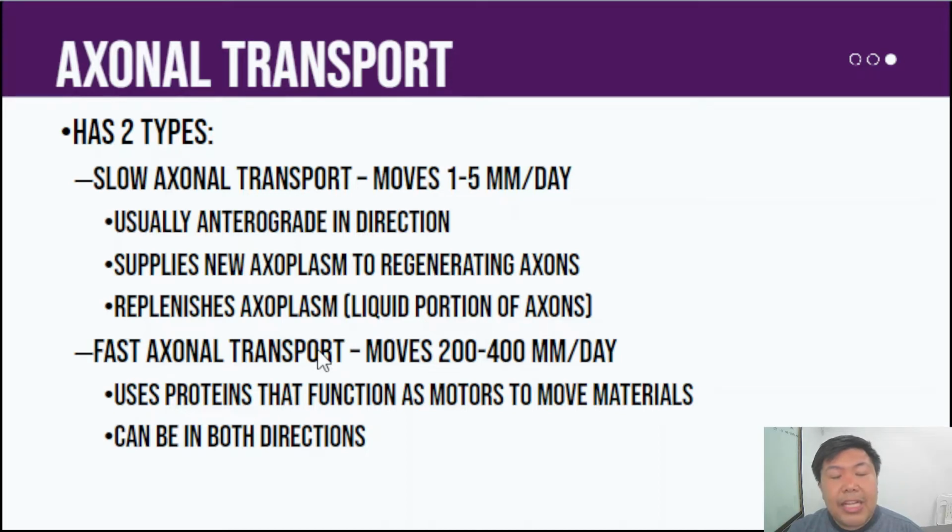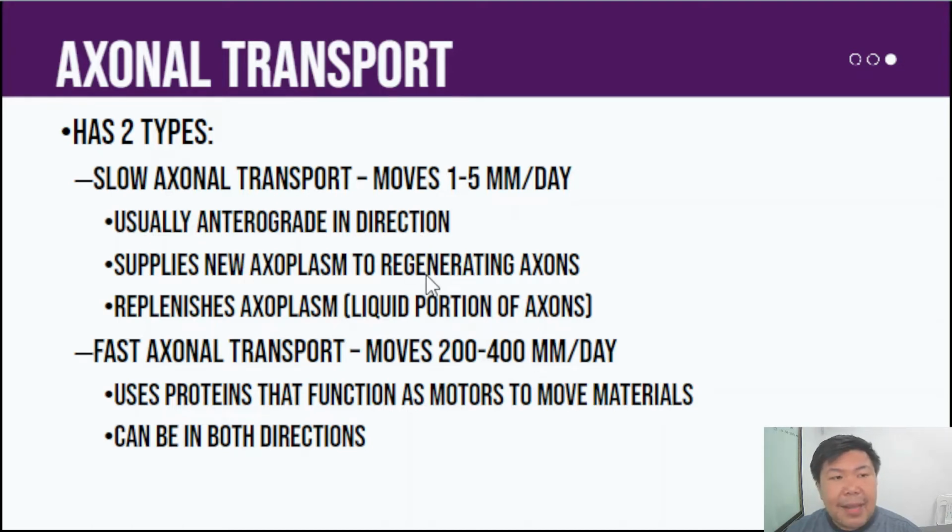And usually the body uses slow axonal transport when there is an injured nerve and the body wants to regenerate or repair that nerve. It uses the transport of axoplasm, no? Specifically the liquid portion of axons. However, as mentioned, kaya hindi nangyayari yung regeneration because the movement of substances are very slow. Usually, it takes months, years, no? Even multiple years bago magkaroon ng complete repair ang isang neuron. So, eventually, because of this slow axonal transport, regeneration becomes impossible.